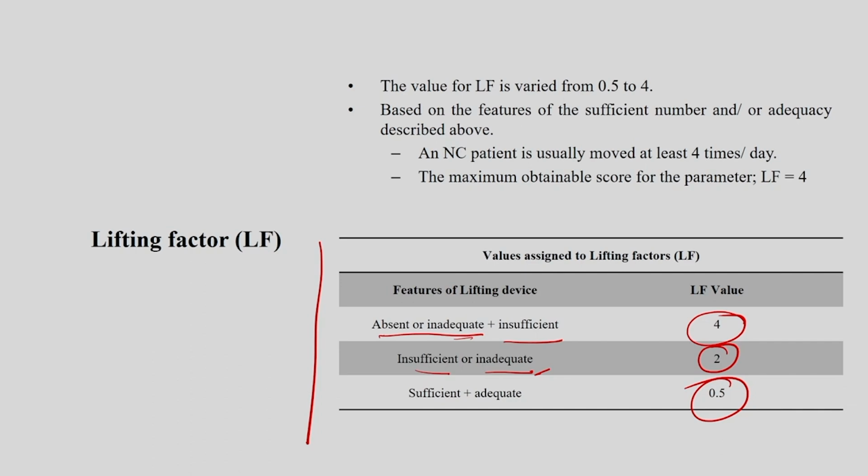So, you need to check what is the status of the lifting factor in that particular ward or in that particular hospital. If you are doing it for the whole hospital, then you need to do that, or if you are doing it specifically for a ward, you need to check. So, you need to understand what is absent or inadequate and then insufficient. That means if the number of equipment which is required is not available as per the requirement, it is inadequate, whereas insufficient means you have things but they are not up to the mark. So if both the combinations are present, then it is 4. If any one of them is present, then it is 2. If none of them is present, then it is 0.5.